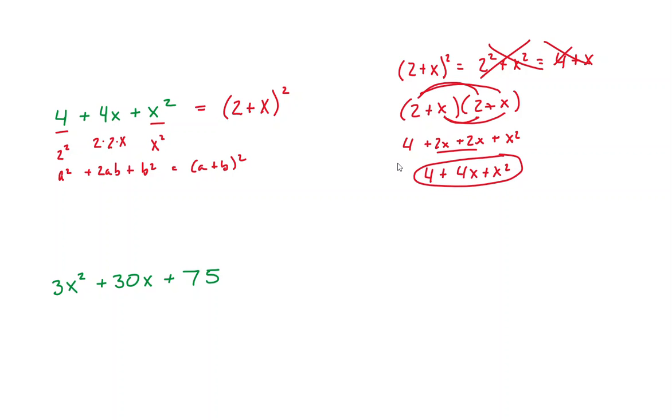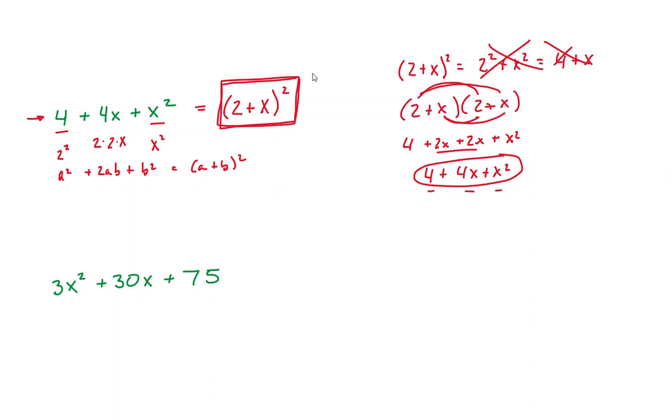the original problem. Now, a lot of students at this point say, success, I did it. But notice, what do I have circled as my final answer? 4 plus 4x plus x squared. That was the question. That's not the answer. 4 plus 4x plus x squared was my check. I just checked it to see if my answer was correct, but my answer is (2 plus x) squared.